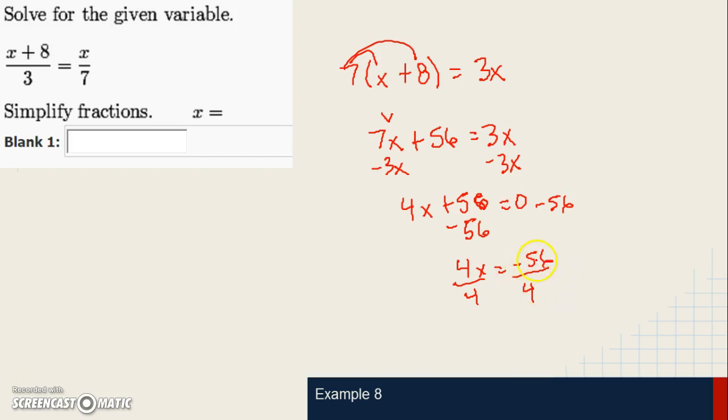4 does go into 56 evenly. 4 goes into 5, and this is negative. 4 goes into 5 one time with 1 left over, and 4 goes into 16 4 times. So this fraction in its simplest form is actually negative 14, which is an integer.